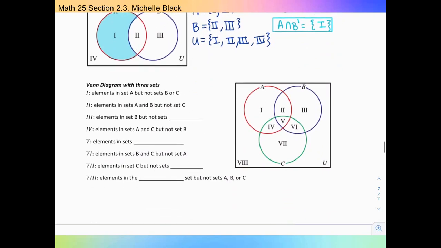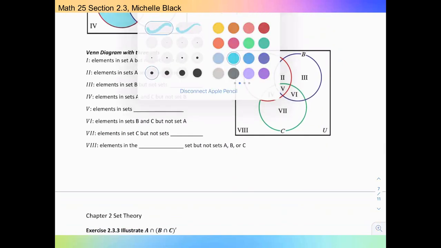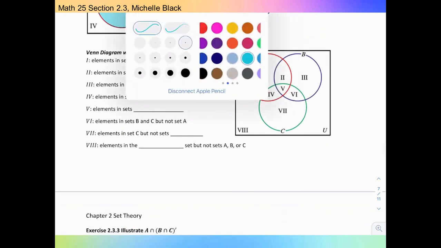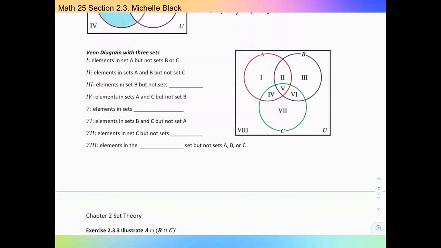Good job. Let's move on to Venn diagrams with 3 sets. So looking at this picture we have on the right, we can see that we have sets A, B, and C inside of our Venn diagram. And this breaks up our Venn diagram into a few regions, regions 1, 2, 3, 4, 5, 6, 7, and 8.